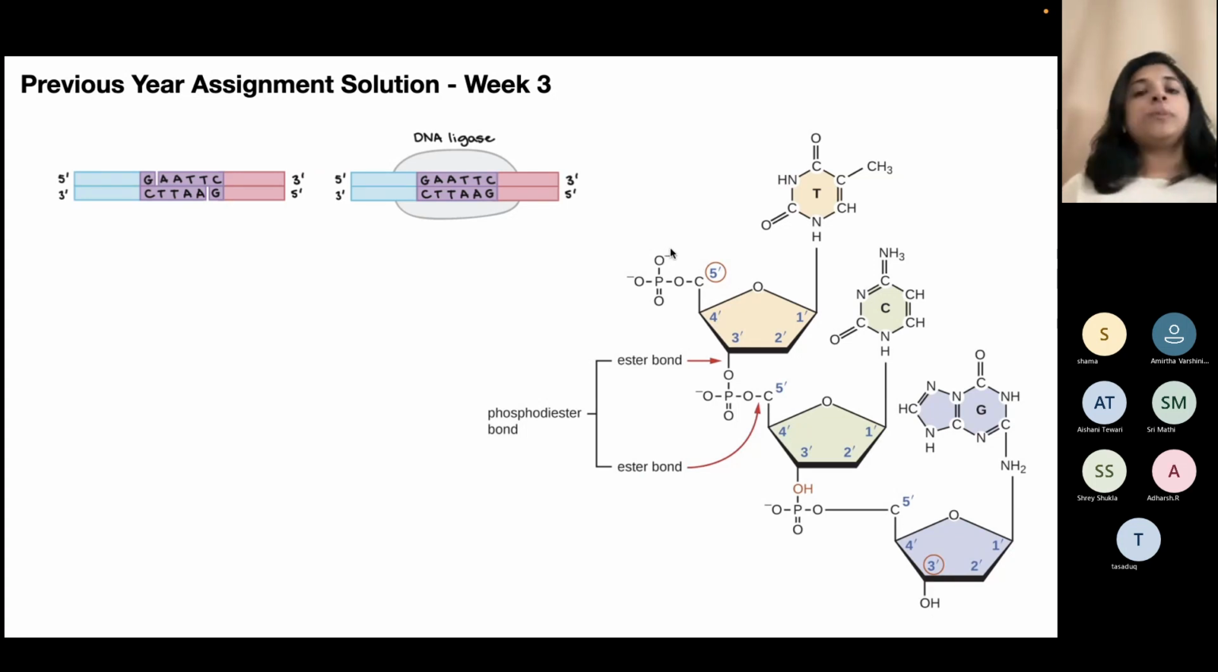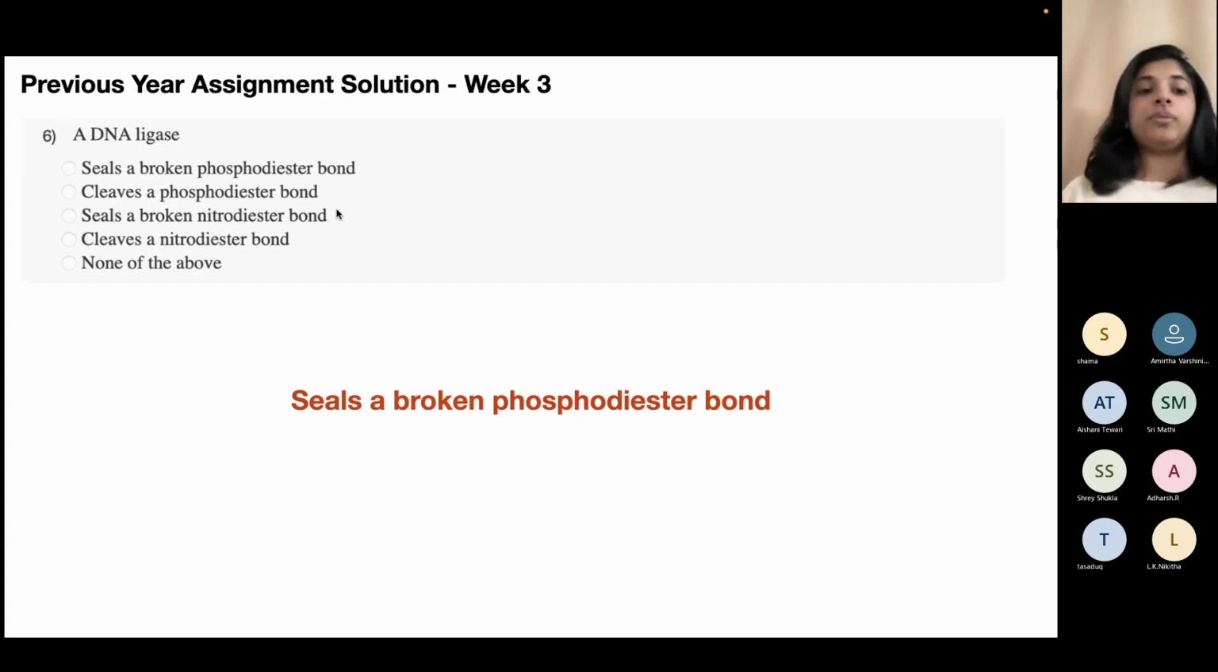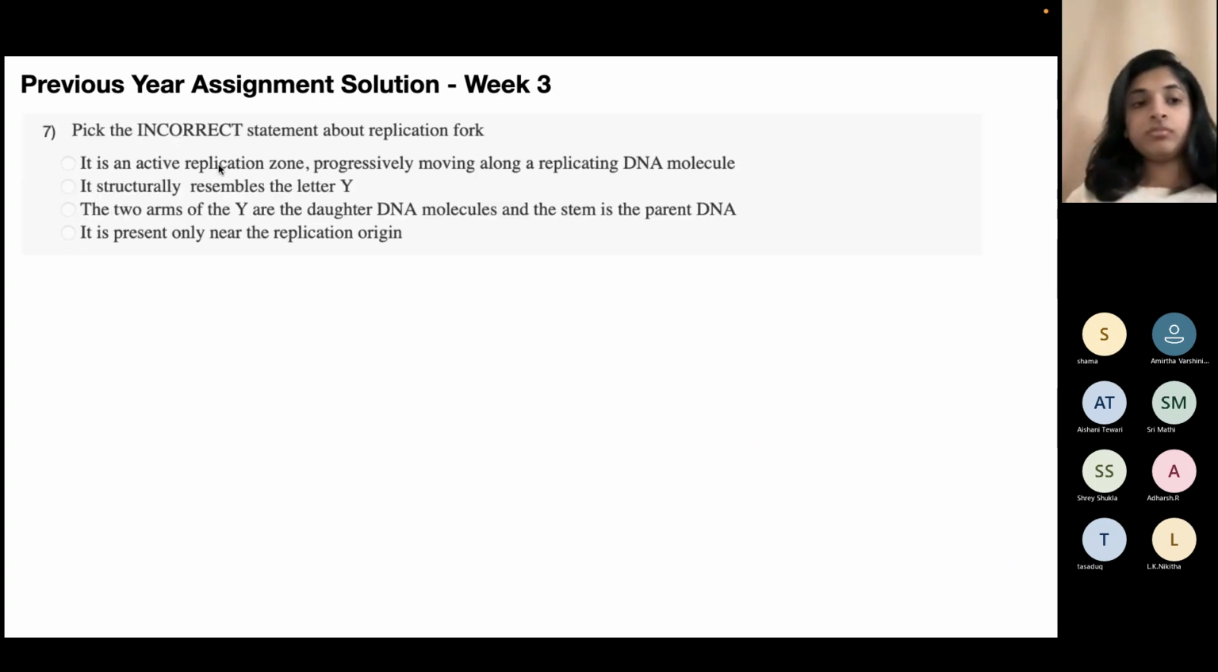Actually, there is this OH group here as well. Here it has been represented in the ionic form. Otherwise, there's an OH over here and an OH over here. What happens is this H and OH leaves as water and the bond is formed, an ester bond is basically formed. And so the answer to this question would be that it seals a broken phosphodiester bond.